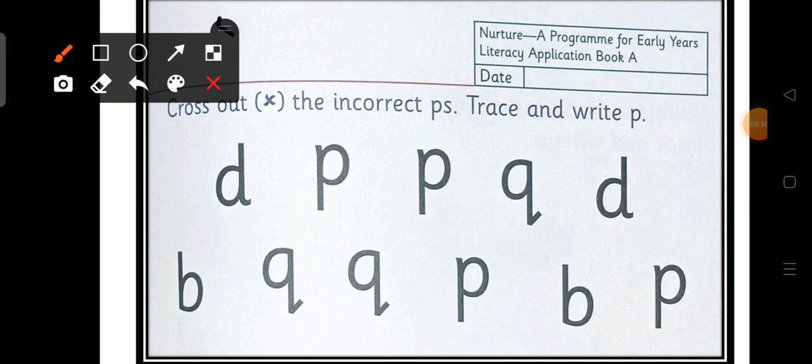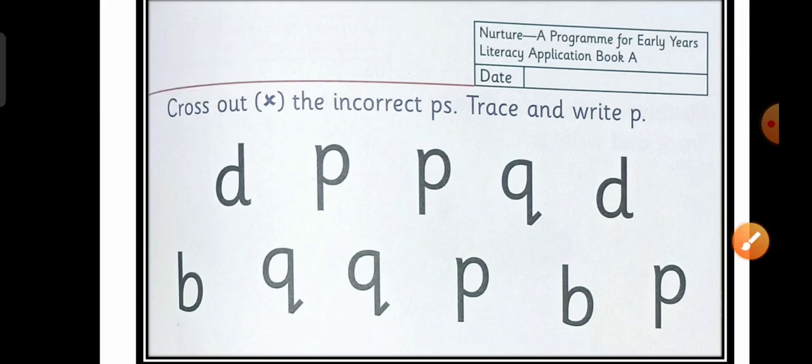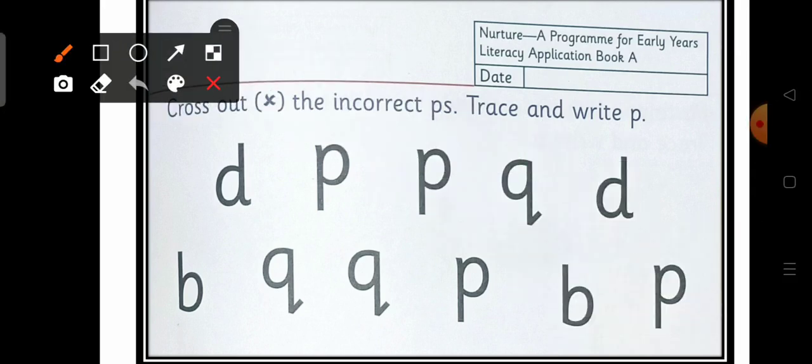Page number 81. Let's start. Here you have to write date. Let's read the instructions. Cross out the incorrect P's. Trace and write P. Here we are going to cross. This is sign of cross. Here we are going to cross the incorrect P's.